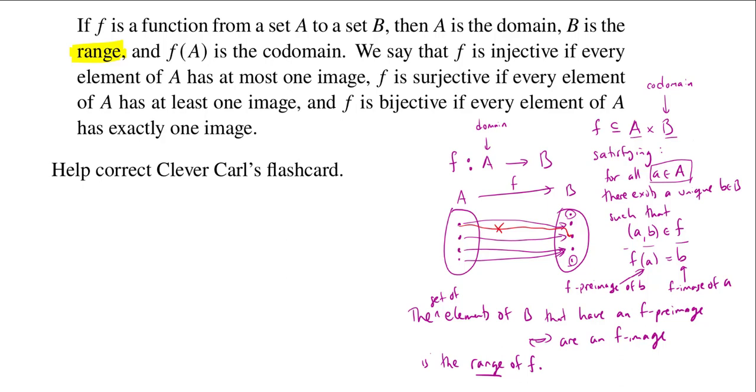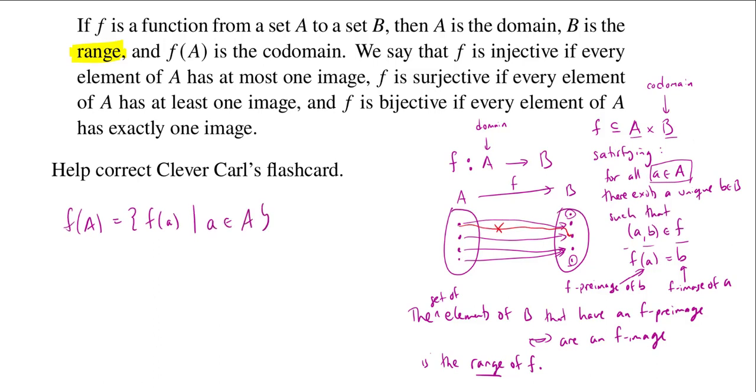So what is happening here is he has taken B, called it the range, when of course it should be the codomain, and then he said f of A. Now what is f of A? Well, f of A is just another way of writing the image of f, or the range of f. So f of A is equal to all things of the form f of little a, as a runs through every element.